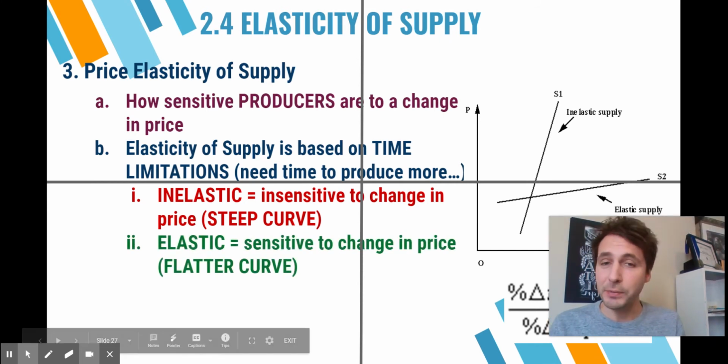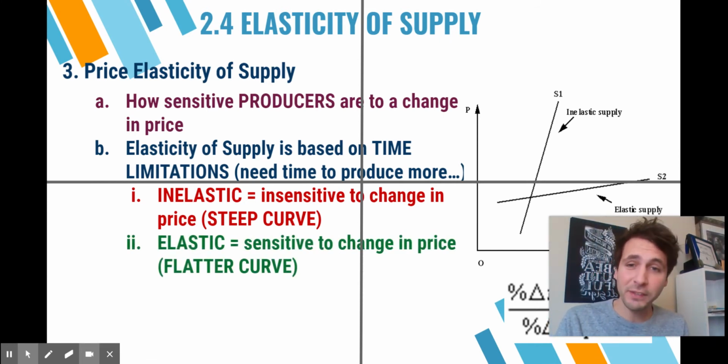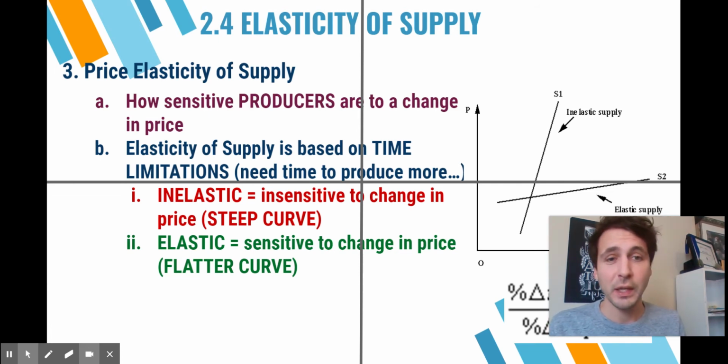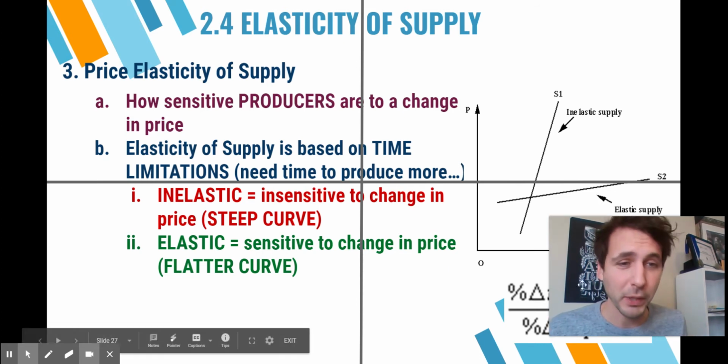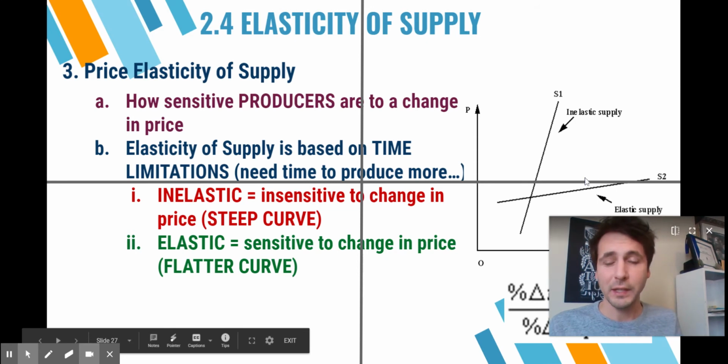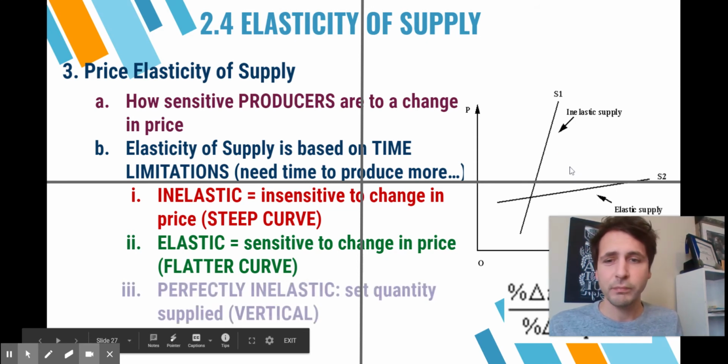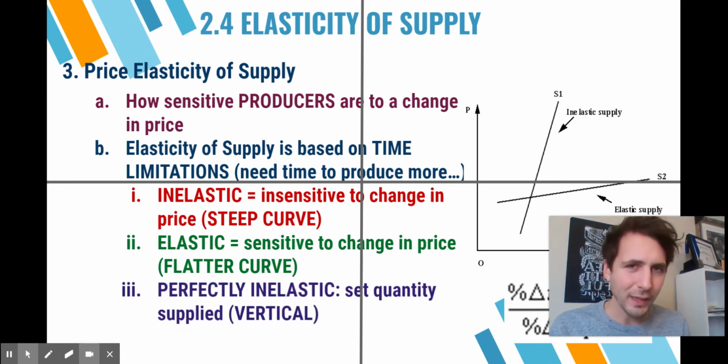Elastic is the opposite of that. It is going to be very flat because an increase in price results in a dramatic increase in quantity supplied, and a decrease in price can result in a dramatic decrease in quantity supplied, as we can see here in our supply curve. And then finally, perfectly inelastic.